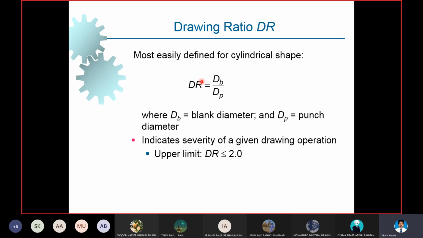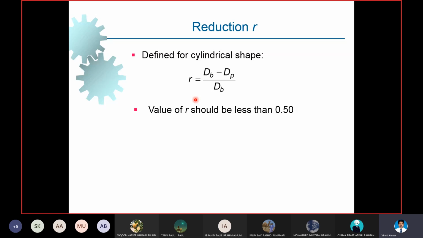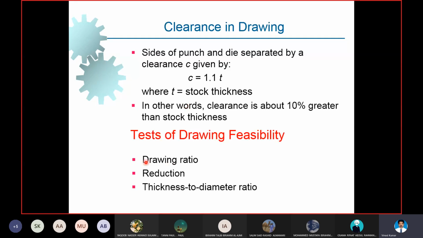Then only drawing is possible. If the drawing ratio is 3, no, you will not get drawing. The material may get sheared. Now, what is the reduction then? The second criteria is reduction. As I explained, the first criteria is drawing ratio less than or equal to 2.